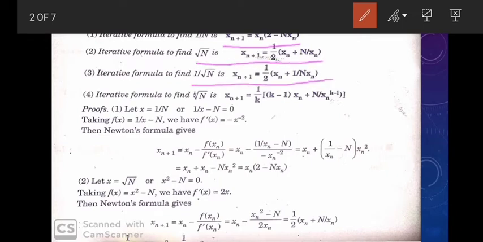Similarly, for 1 by root N, and then N to the power 1 by k. All these formulas you have to learn, then you can quickly solve any question of these types.